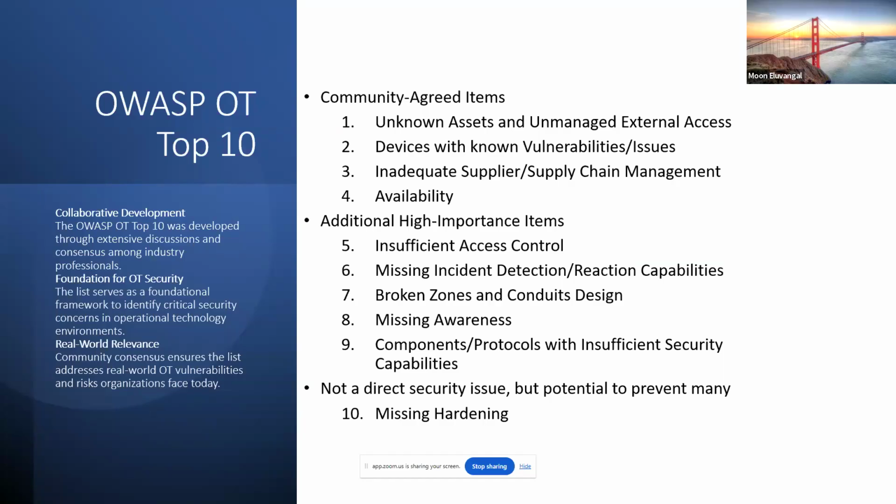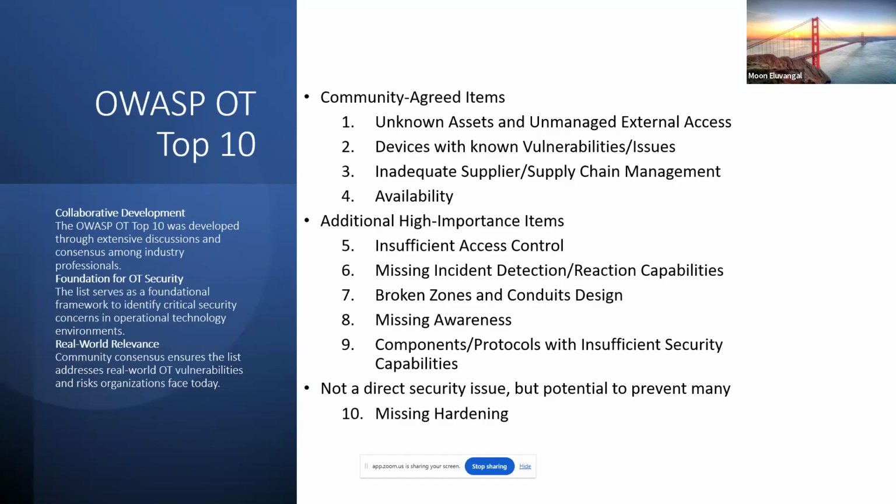And the community has a common agreement on at least the first four risks listed at the top, and then they consider the next five as highly important items, and then the last one as not a direct security issue, but one that has the potential to prevent many other issues.